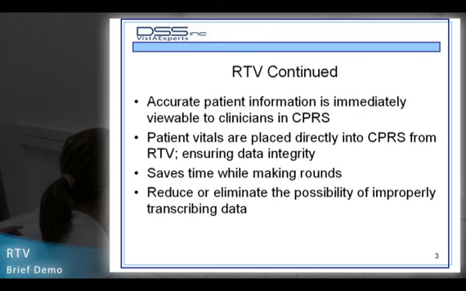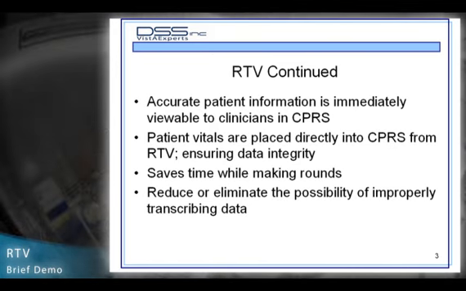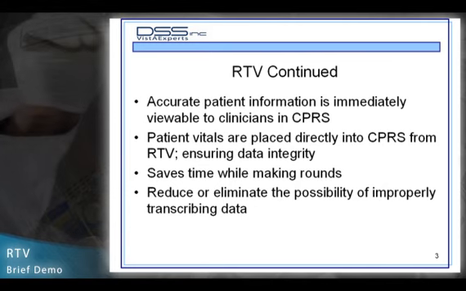Accurate patient information is immediately viewable to clinicians within CPRS. Patient vitals are placed directly into CPRS from RTV, ensuring data integrity. This will save time while making rounds, as well as reduce or eliminate the possibility of improperly transcribing data.